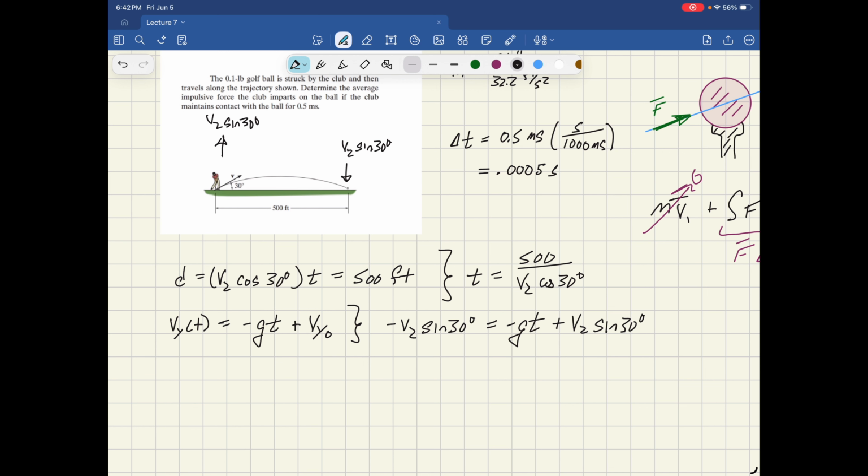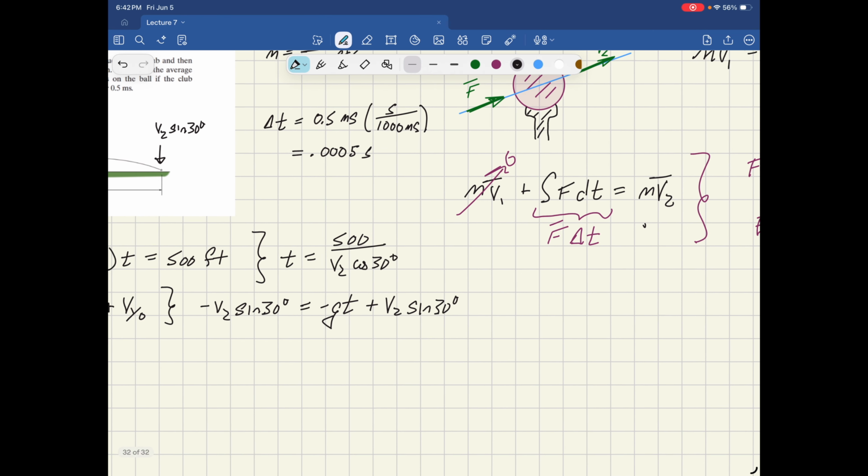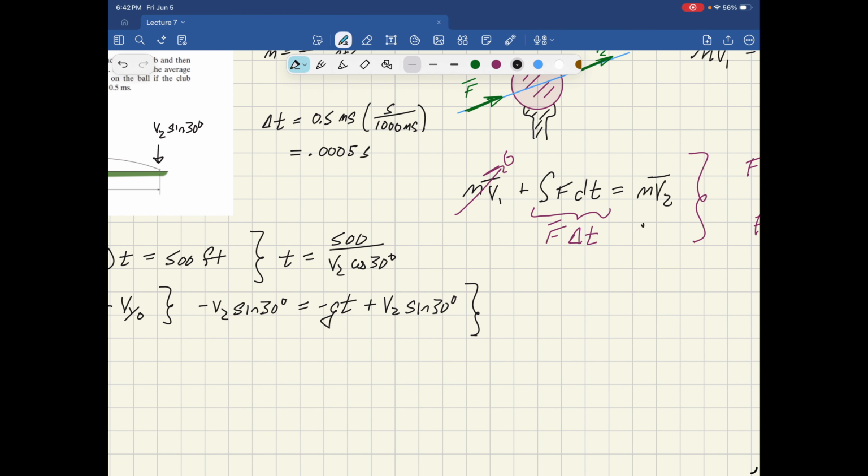Now again, solving this for t, if I bring this term over to the left-hand side and this term over to the right-hand side, you'll see that we'll be adding v2 sine 30 degrees to both sides. So we'll end up with a value for t being equal to 2 times v2 sine 30 degrees divided by g.